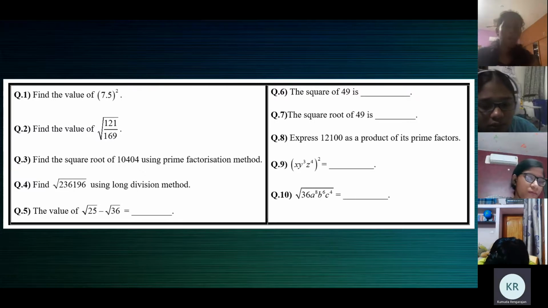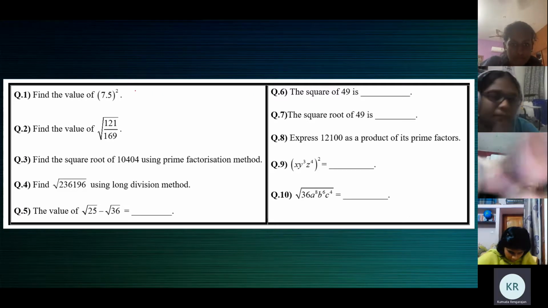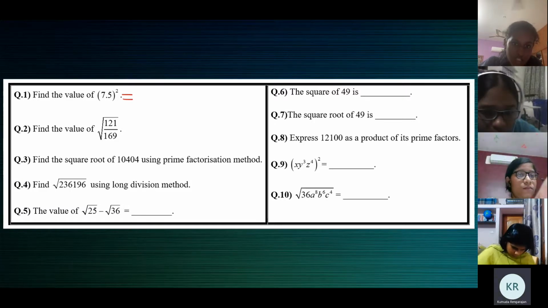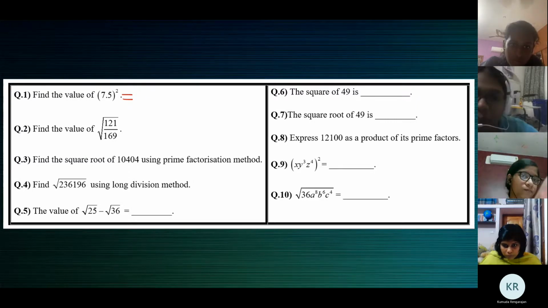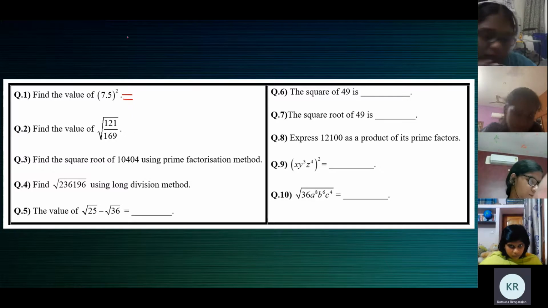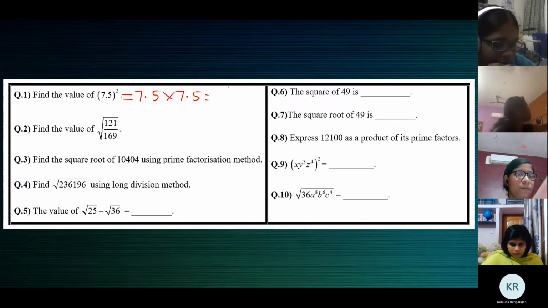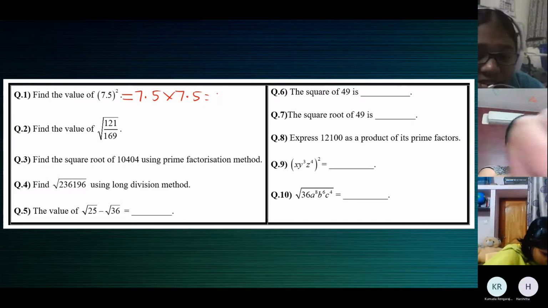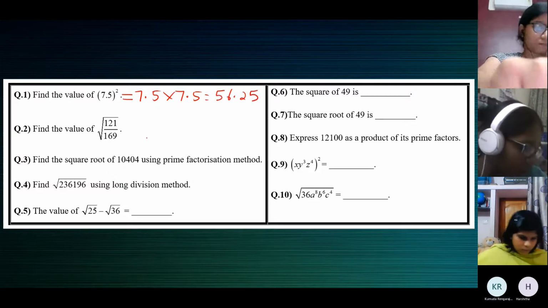All right, time up, children. What's the answer for the first one? Find the value of 7.5 the whole squared. How do we read that? It is 7.5 into 7.5. What's the answer? 56.25, ma'am. 56.25. Correct.